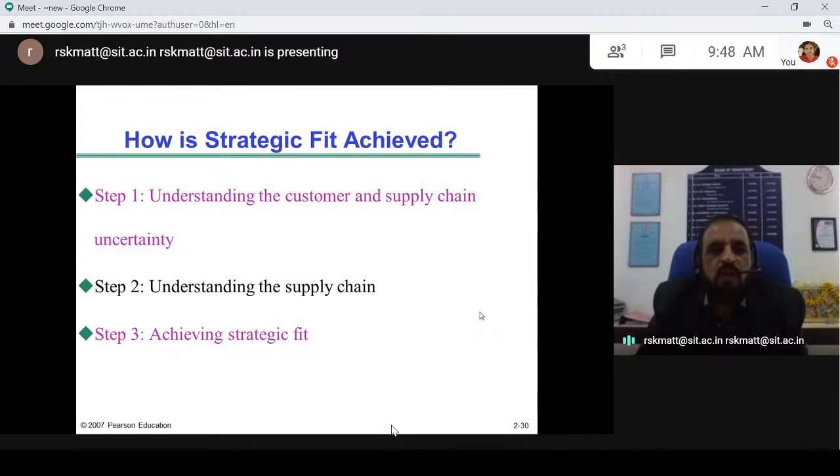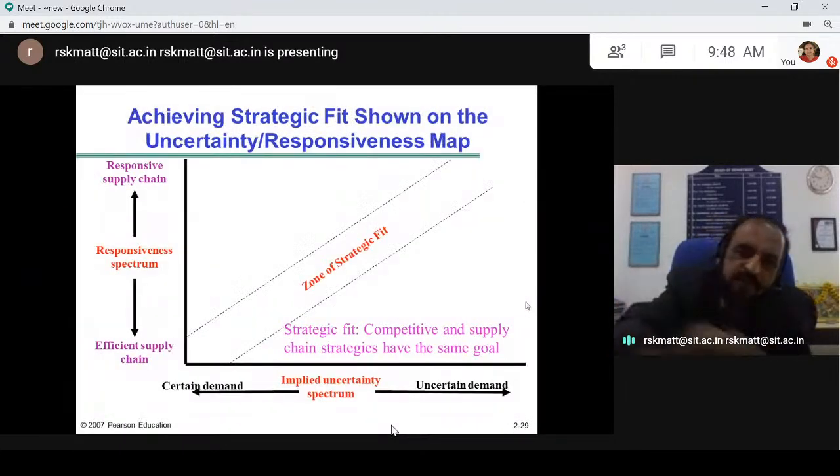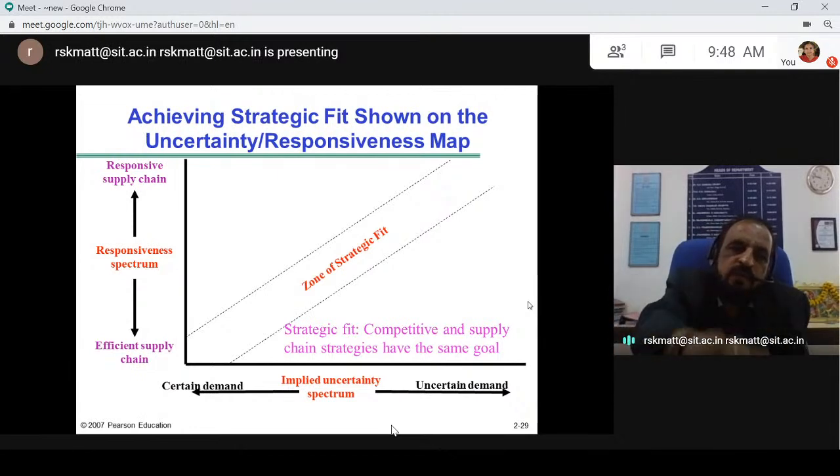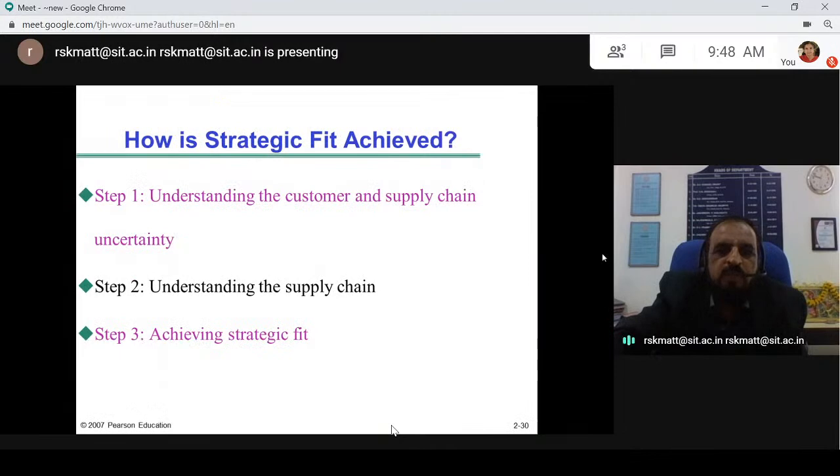So the responsive supply chain and the strategic fit is called the zone of strategic fit, which has been shown in the sketch. The marketing manager and the supply chain manager need to see our demand and decide whether we need to design an efficient supply chain or a responsive supply chain. Then we need to understand the customer and supply chain uncertainty, understand our supply chain, and then achieve the strategic fit.